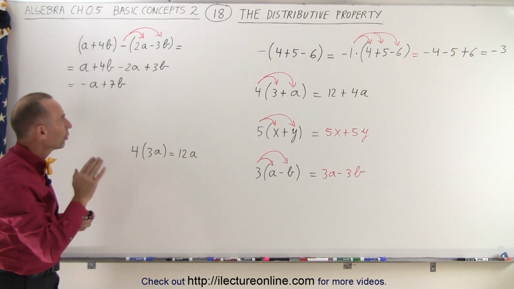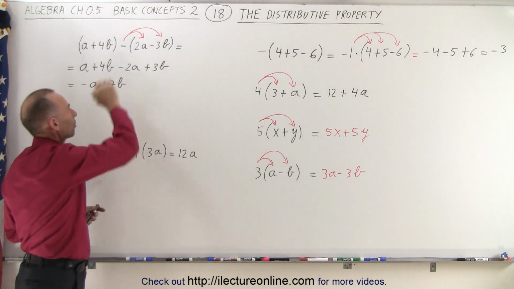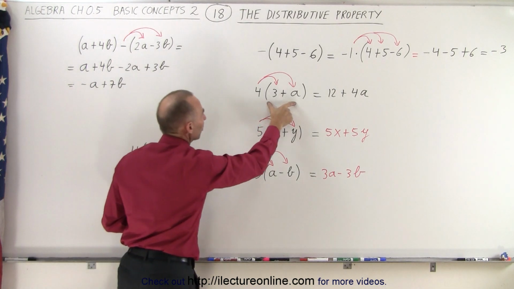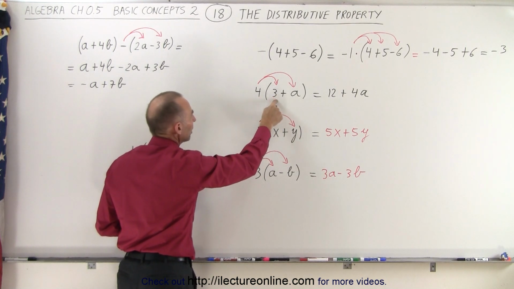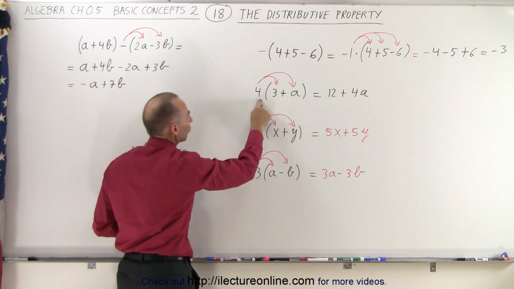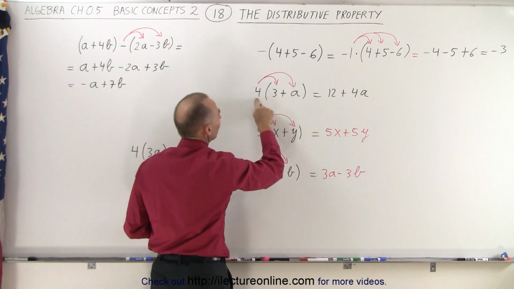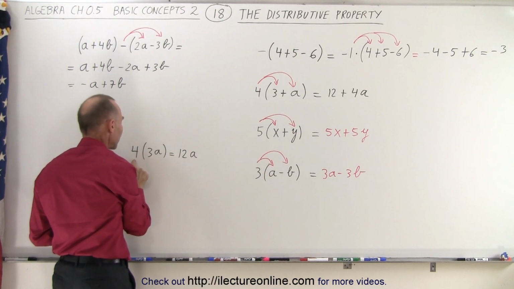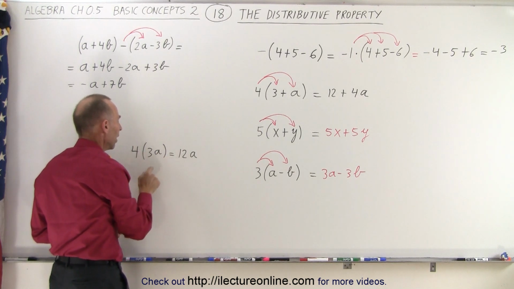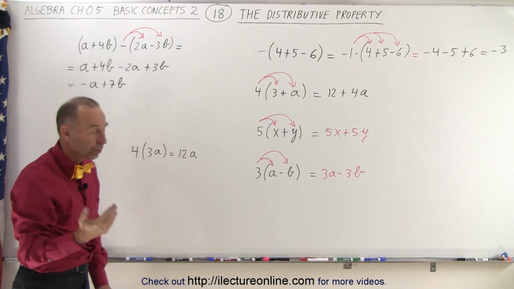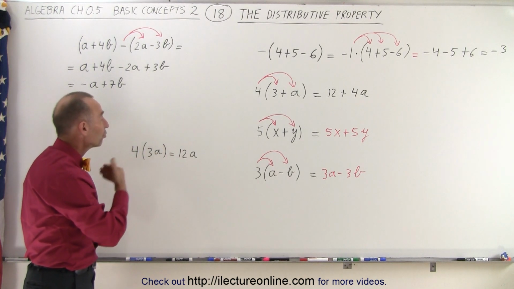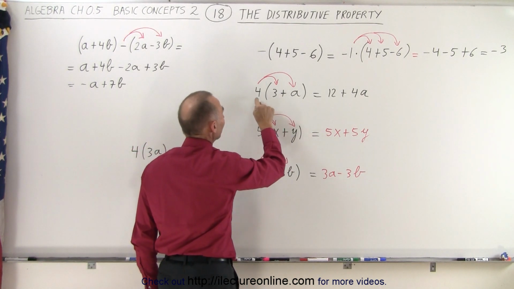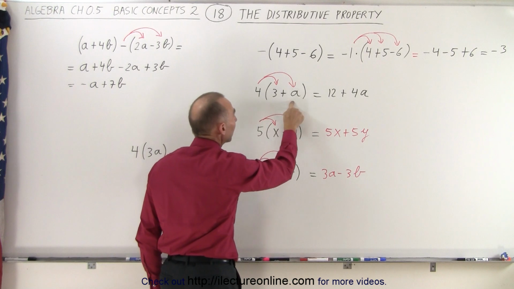The key here is to learn how to apply the distributive property and to realize that this is not the same as this. Here the 4 applies to the 3 plus it applies to the a, so we get 4 times 3 plus 4 times a. Here we get 4 times 3a. 4 times 3a is 12a. How many 3a's do we have? We have 4 of them. 4 of 3a's means 12a's. Here we have 4 times 3 plus a, so we have 4 3's and we have 4 a's, and that's how we explain that.